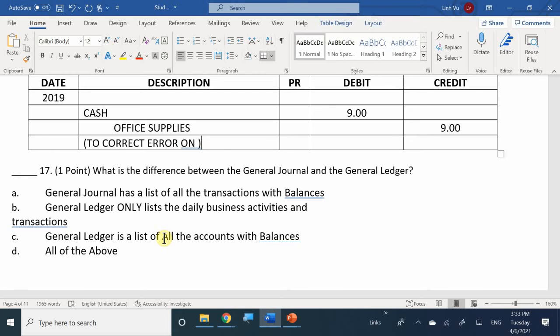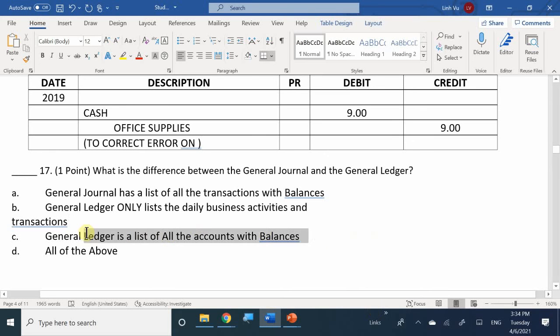Oh, it gave us an account balance, see. The journal only lists the daily transactions that happen in the business, right? Nowhere on the journal do I see an account balance. Okay, so A and B are reversed, right? They're each other's definitions. So C is the correct answer because the ledger is the only one that's going to show you your account balances. So in this case, the answer is C.